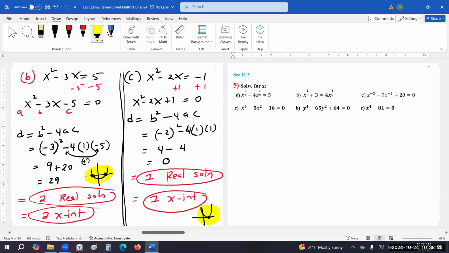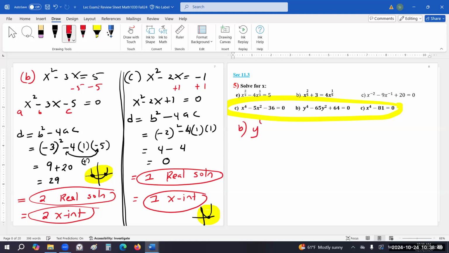In the next one, we are looking at quadratic. To make your life easier, I'm going to give you only something from the 4th degree polynomial. So one of these. Pick which one you want me to do. Middle one? We actually didn't do the middle one in class. It's a good choice. We have y to the 4 minus 65 y squared plus 64 equals 0.